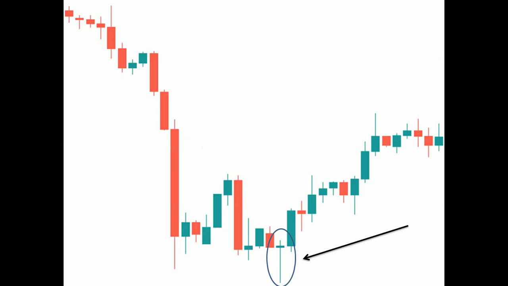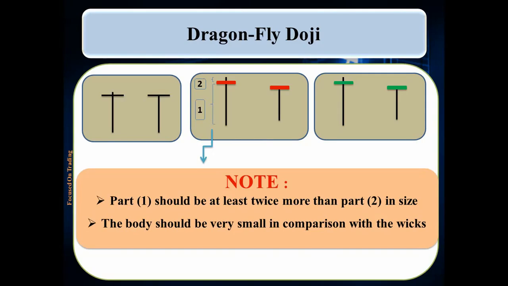In the middle picture, as you can see, part 1 should be at least twice or more than part 2 in size. And the body should be very small in comparison with the wicks.